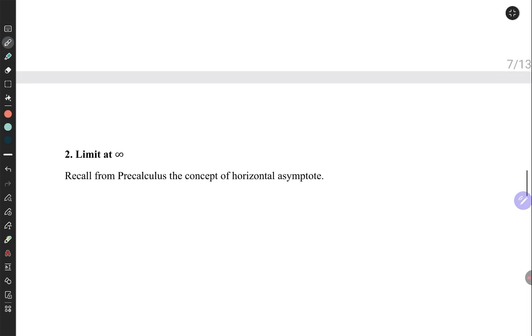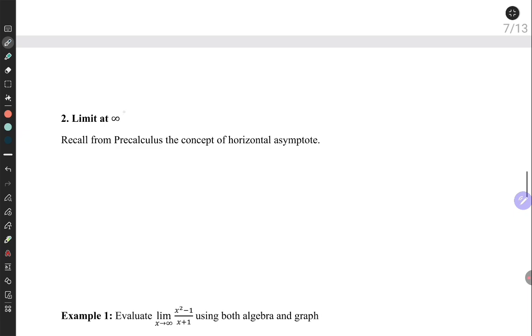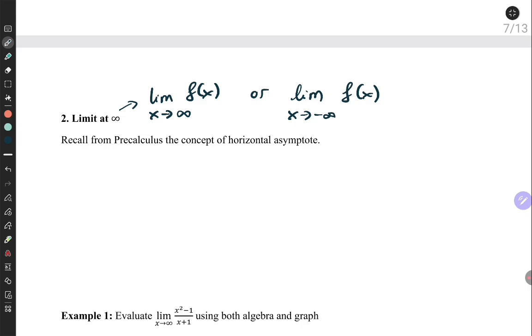Now, how about limit at infinity? Limit at infinity means x approaches infinity. This is what we're going to analyze. This is kind of new today. So far, in every problem we have had, x approaches a, some number, so we use that number and plug in.